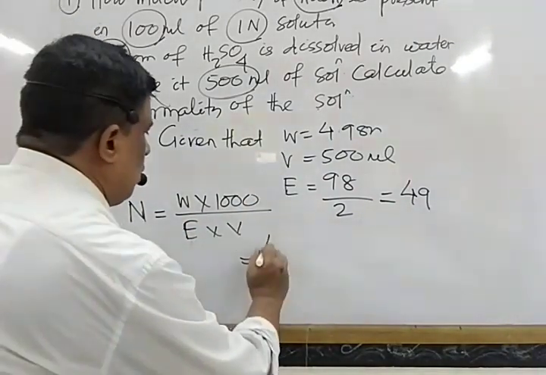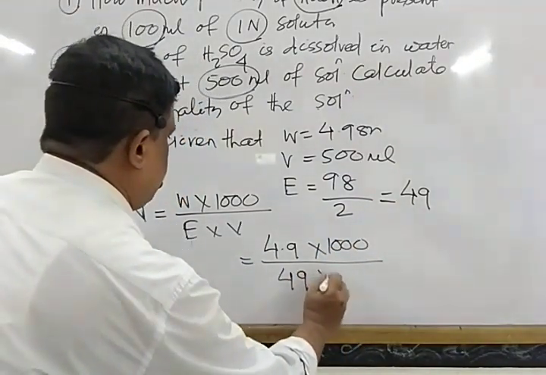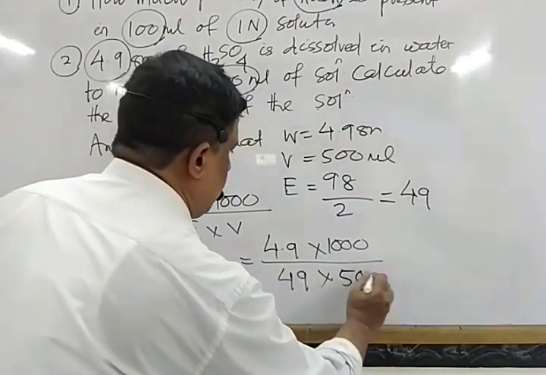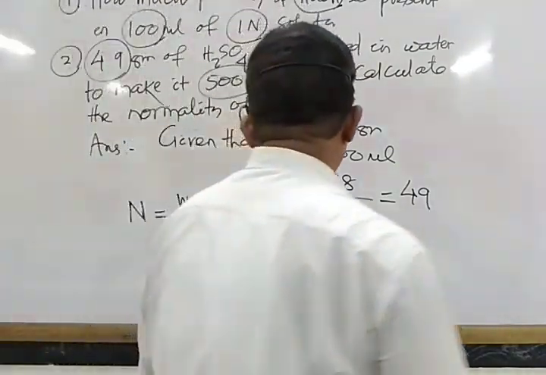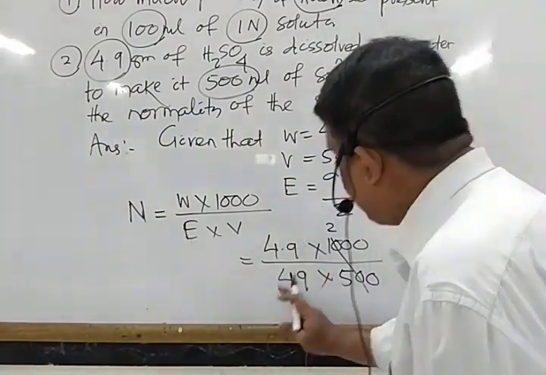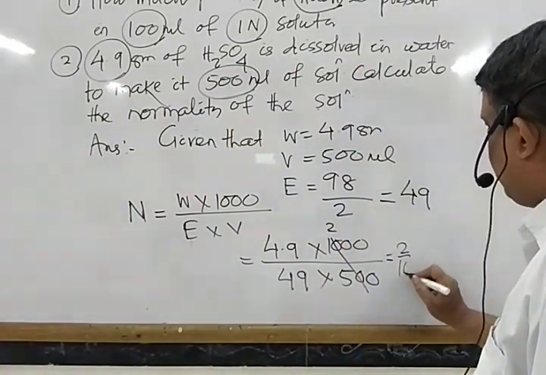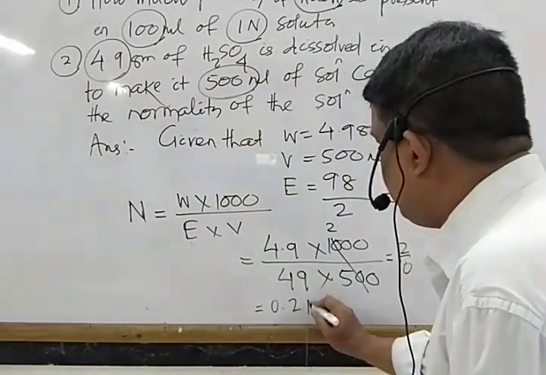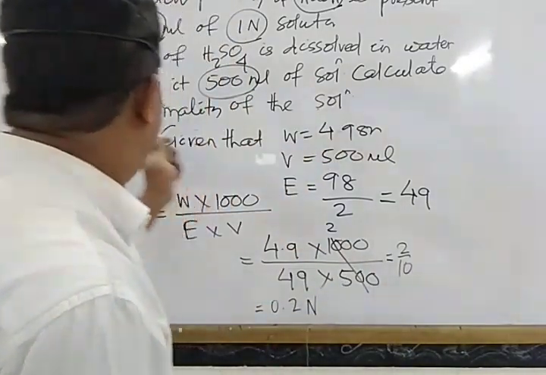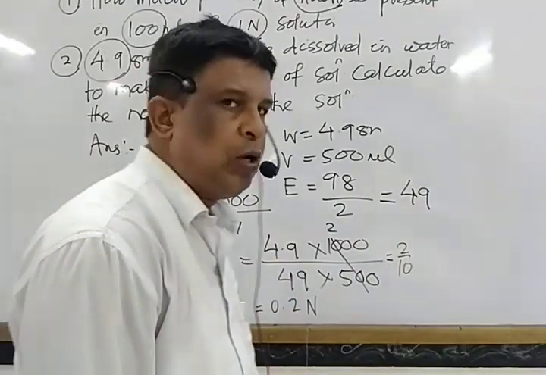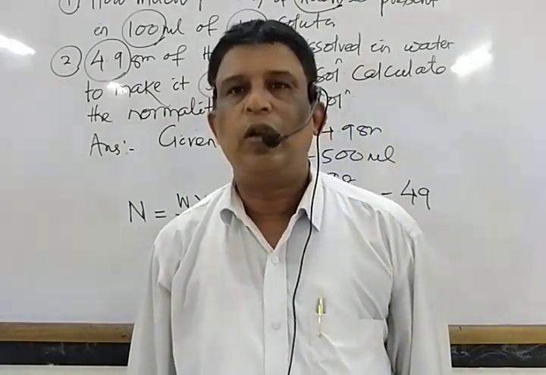By applying this formula, 4.9 into 1000 divided by 49 into V, where V is given as 500. Solving this, 4.9 can be written as 49 by 10, so it is 2 by 10, that is, 0.2 N. So the normality of the resulting solution, when 4 gram of sulfuric acid is dissolved in water to make it 500 ml, is 0.2. That is a little idea about normality.